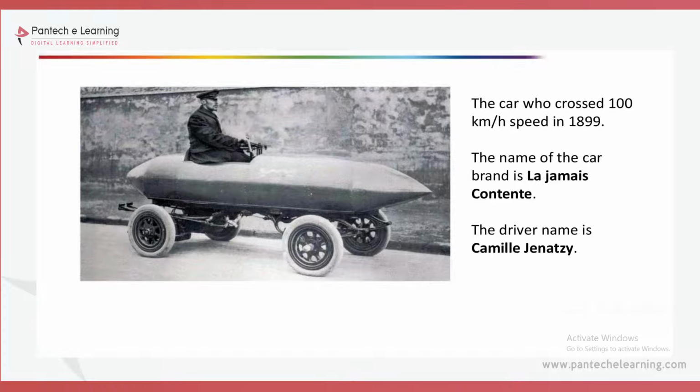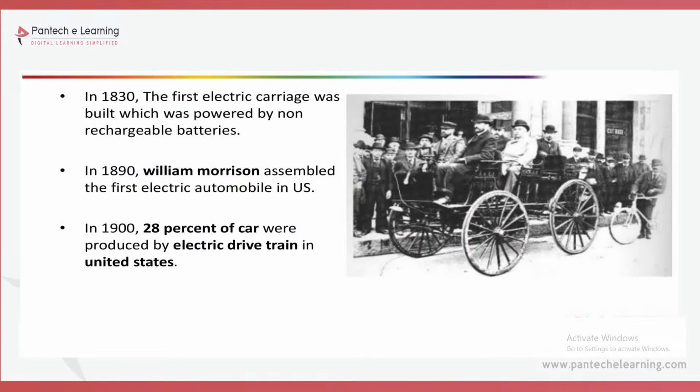So this is the vehicle. Here we crossed the 100 plus mile range in 1899. The name of the car is La Jamais Contente, and the driver's name is Camille Jenatzy. In the 1830s, an electric carriage was built, powered by rechargeable batteries.